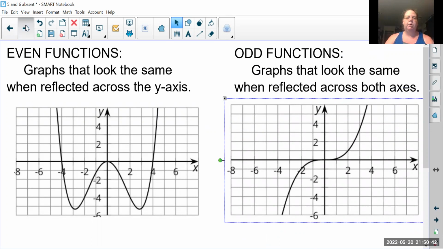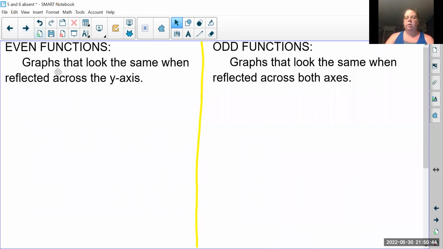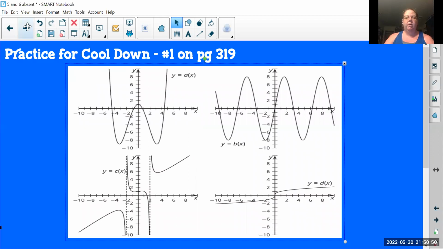So here's an example of what the definitions are. So you can go ahead and write them down if you haven't already. But then here's 4 that we practiced on. It's on page 319 in your book. So we have even, odd, or neither are our options.